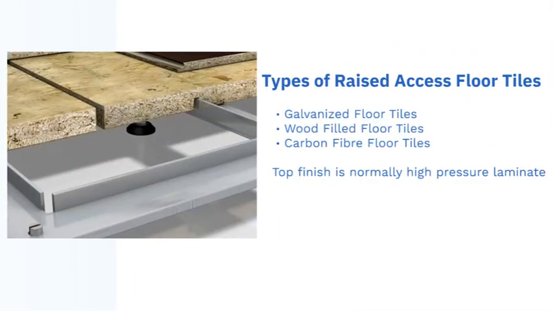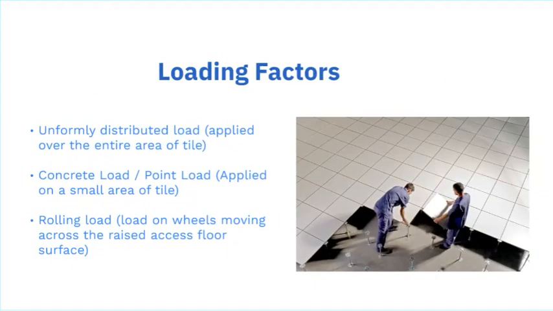Types of raised access floor tiles. Mostly there are three types of raised access floor tiles: galvanized floor tiles, wood filled floor tiles, or carbon fiber floor tiles. Loading factors. So, how much load can we use on the raised access floor? It can be calculated by using UDL, uniformly distributed load, concrete load, point load, or rolling load.